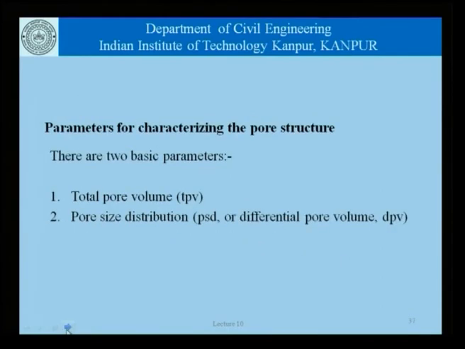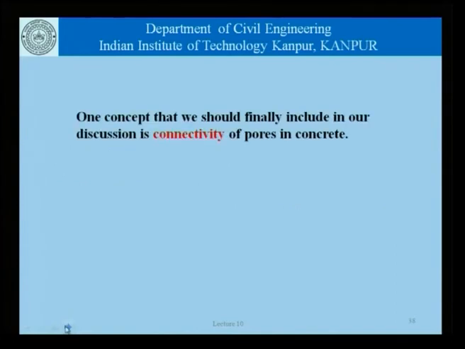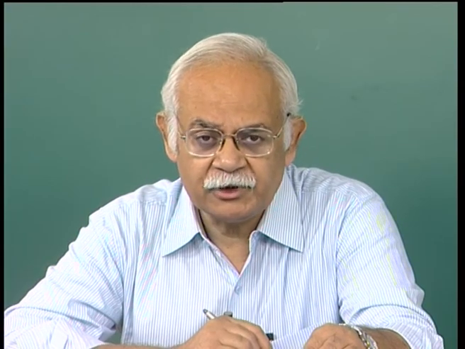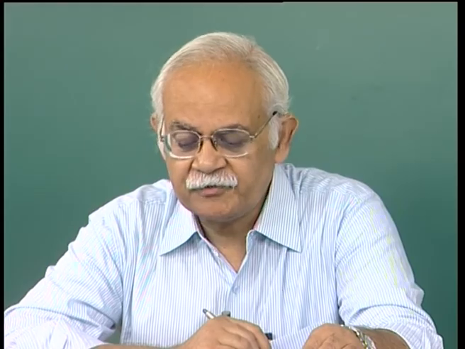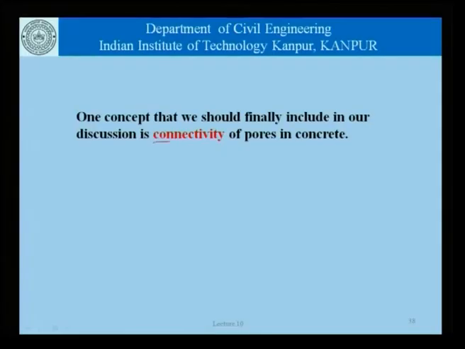Basically, what we use in concrete is two parameters to characterize the pore structure, the total pore volume and the pore size distribution, the differential pore volume. In our discussion today, we have talked about the total pore volume and the pore size distribution. What we have not talked about is the connectivity of these pores.